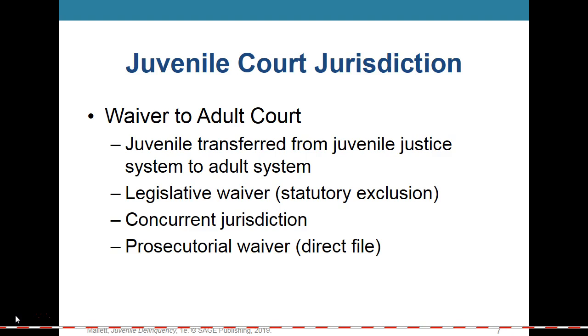And also under the waivers to adult court, which is really important to remember, is that once an adult, always an adult, meaning that once a juvenile is waived to adult court, if they commit any future crimes, they will be automatically ruled under by the criminal court.